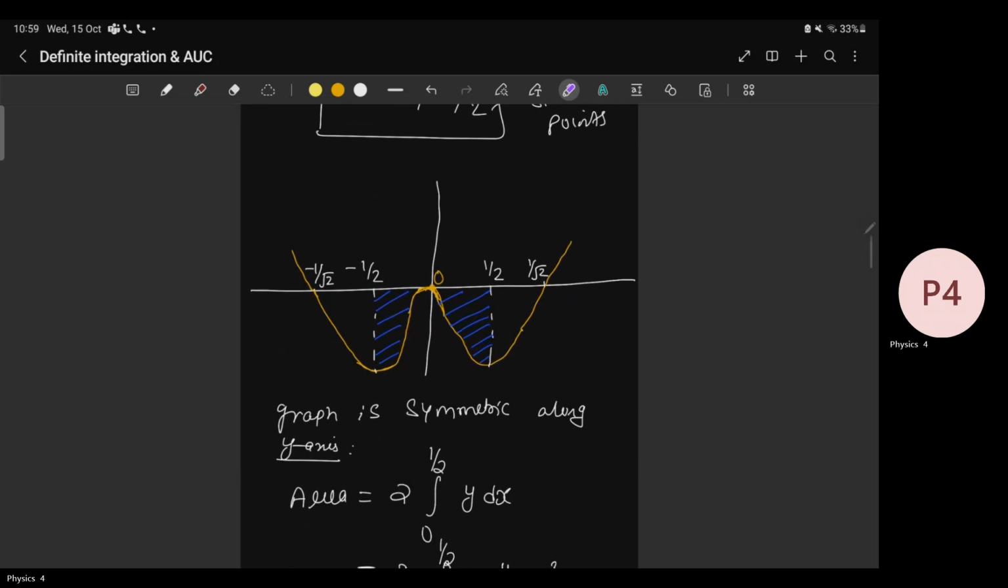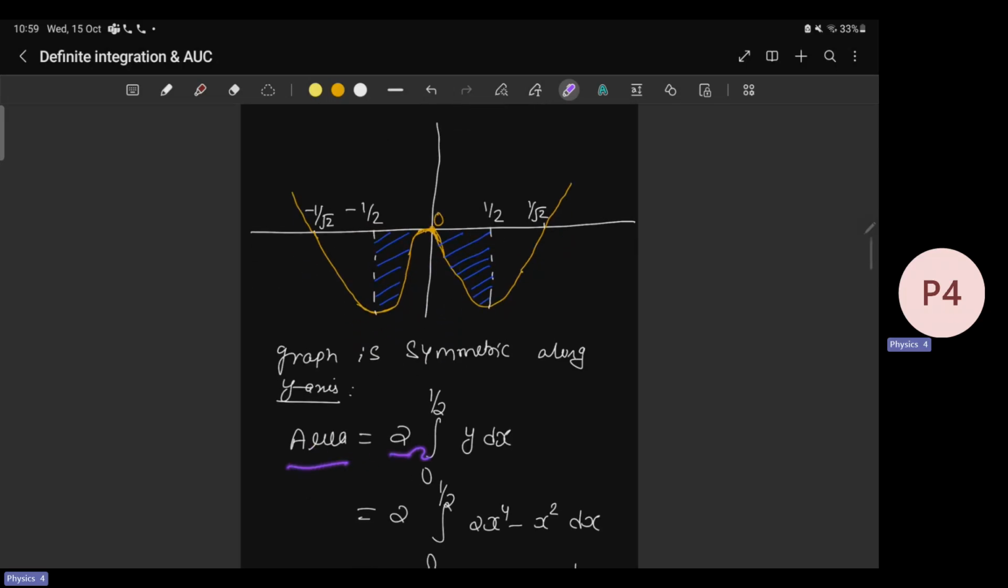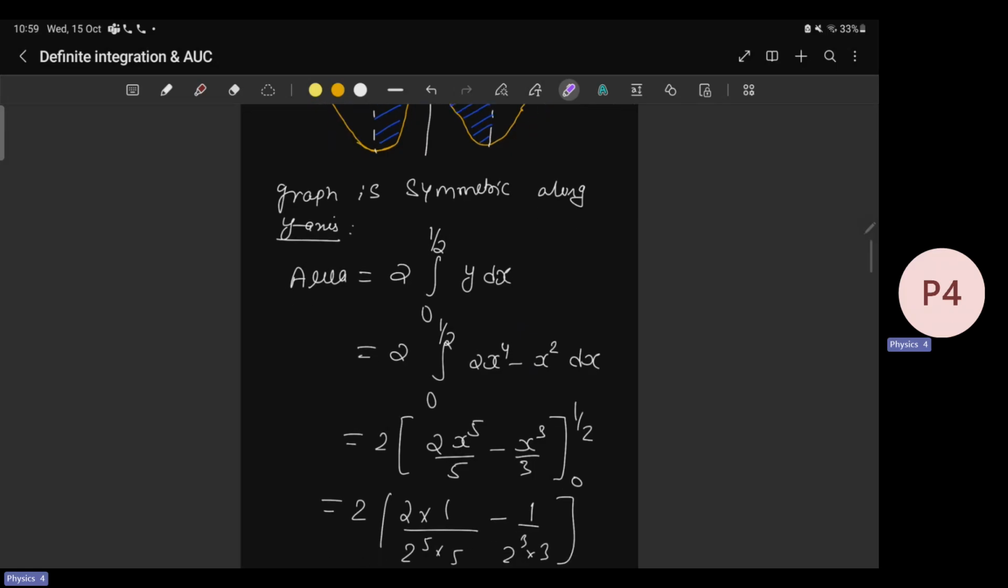Now this graph is symmetric about the y-axis, and we have to find this area. So this area is equal to this area. If we find this one alone, we can just double the area. So area is 2 times the integral from 0 to half of y dx.